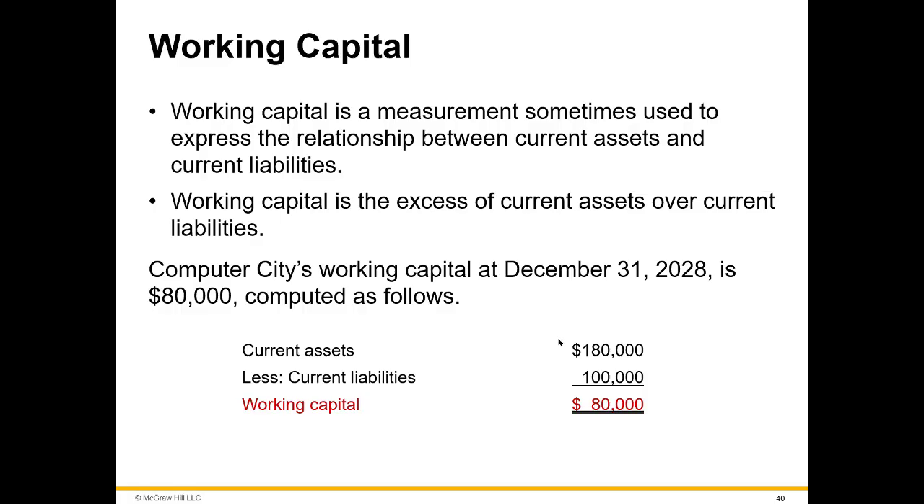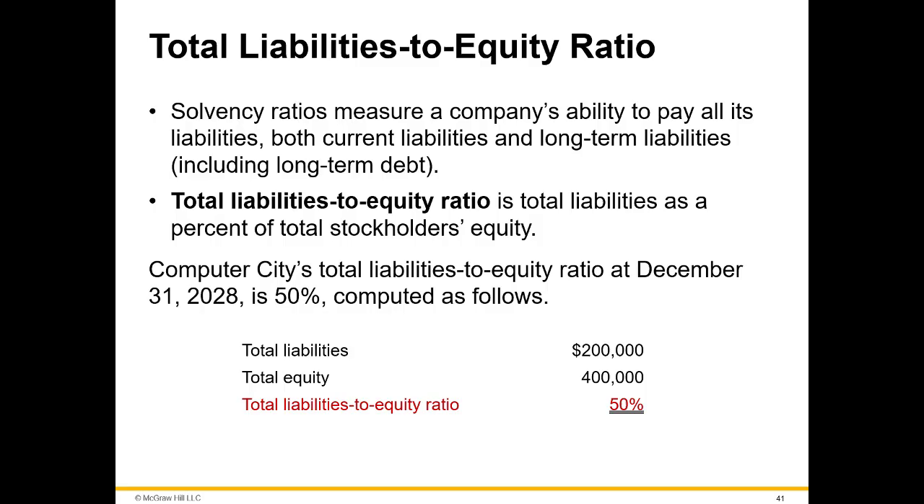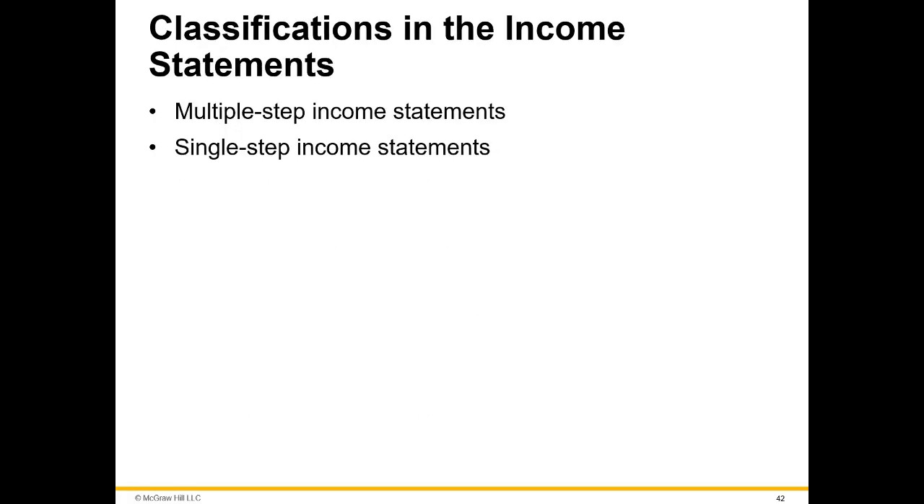Working capital would be the difference between current assets and current liabilities. Total liabilities to equity would give us an idea of the capital structure we have. This looks like we have quite a bit more equity than liabilities, and that's probably a good sign that says we don't have too much debt as compared to equity. So when hard times happen, we'll likely still be able to pay our bills as they come due and not have to go into bankruptcy.